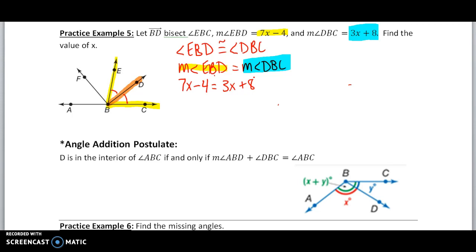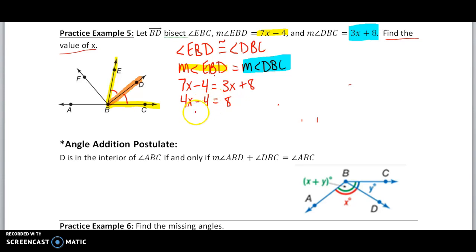Once I substitute them in, now I'm just solving for x, which in this example, that's all I need to do. I need to find the value of x. So to do that, remember I want to get all of my terms that have x in it on one side of the equation. So I notice 7x is on the left side of the equal sign and 3x is on the right, so I'm going to subtract 3x from both sides and I get 4x minus 4 equals 8. To get 4x by itself, I'm going to need to do something about this minus 4. So to undo subtraction, I need to add. So I'm going to add 4 to both sides.